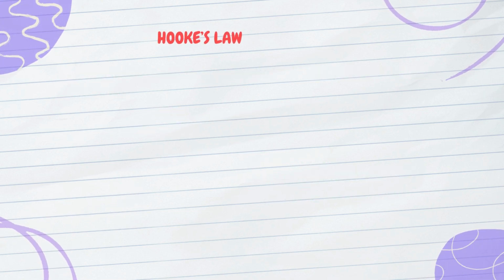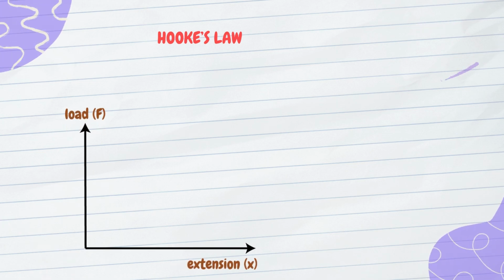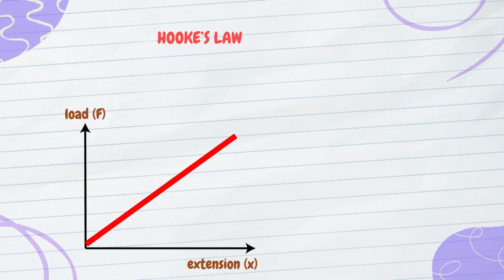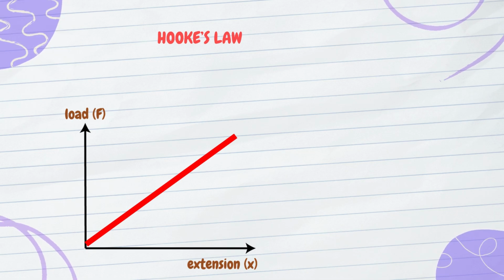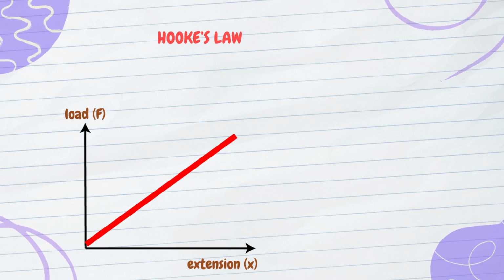Hooke's law isn't just equations on paper. When you graph load F on the y-axis and extension X on the x-axis, the result is a beautiful straight line. The steeper the line, the stiffer the spring. The slope of that line? That's your spring constant, K.